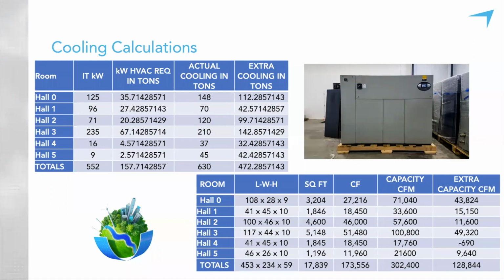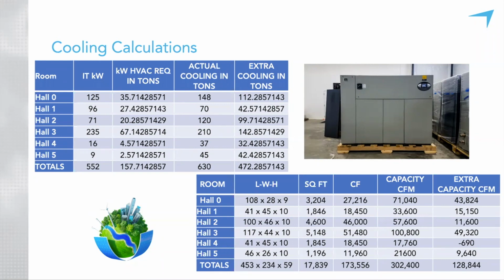And then if we look down at the chart below that, we're also going to look at cubic feet. I'm going to use hall 0 again as an example. It had 3,204 square feet, 27,216 cubic feet. The capacity where they're cooling in cubic feet was 71,040 cubic feet. And again, we see an excess here.